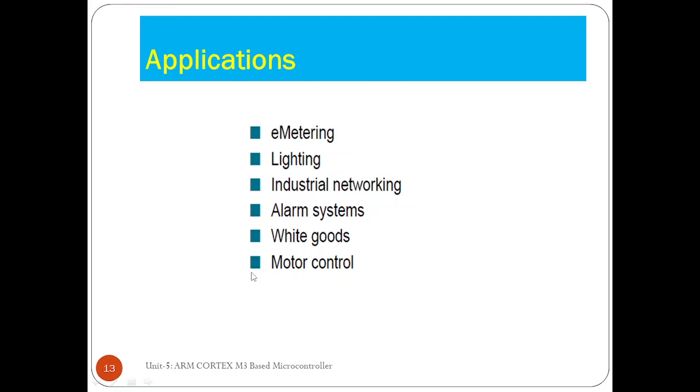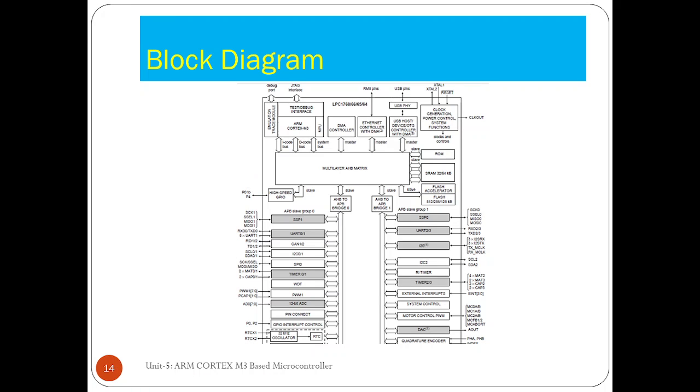1768 ARM Cortex. This is a very important diagram, which is very important for you to see. Here you can see the multi-layer matrix, the complete diagram with full understanding. This diagram is divided into two parts.